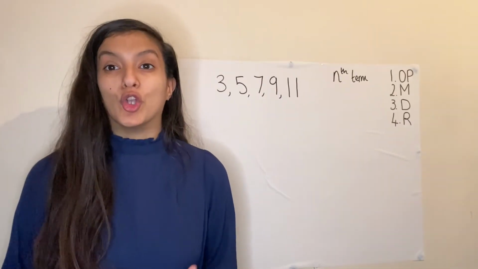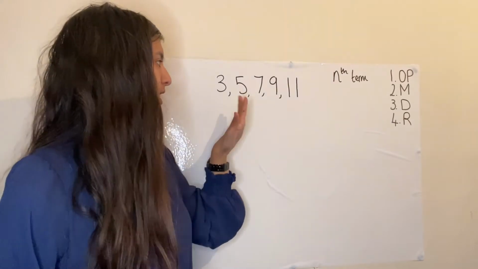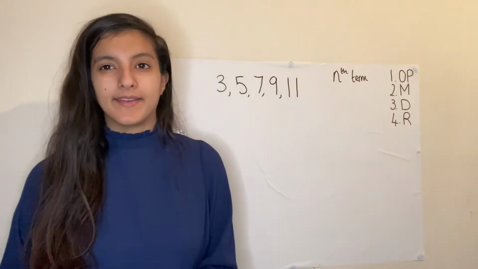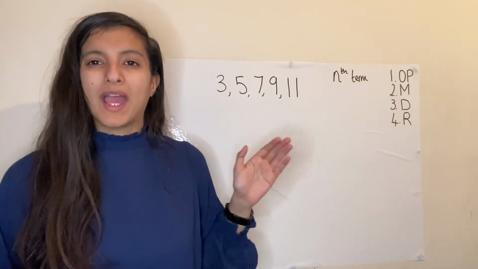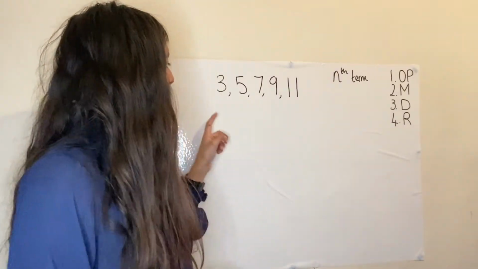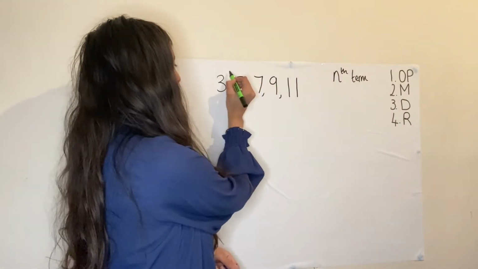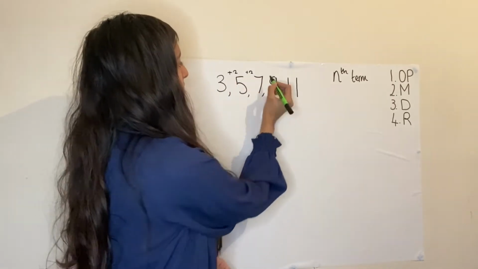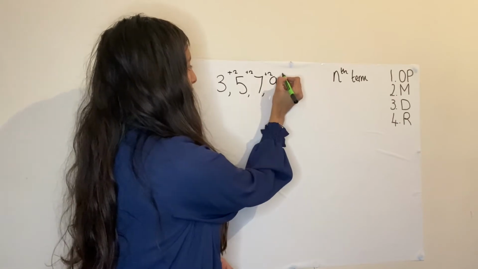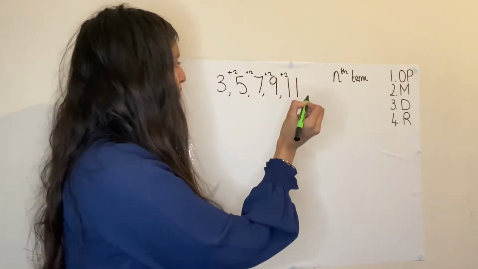Okay, so now I've got a new pattern. I've got the numbers 3, 5, 7, 9, and 11. Now, step number 1 is to look at my original pattern, okay? Try and work out how this pattern works. Now, I know to get from 3 to 5, I just need to plus 2. To get from 5 to 7, plus 2. 7 to 9 is plus 2. And 9 to 11 is plus 2, okay?